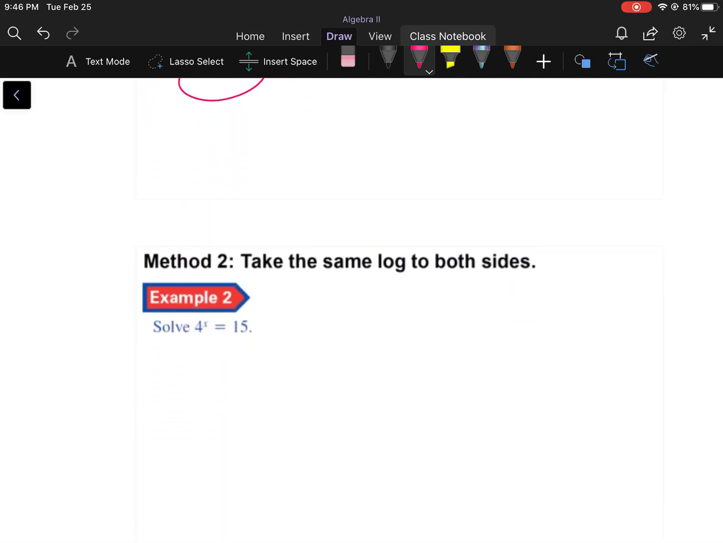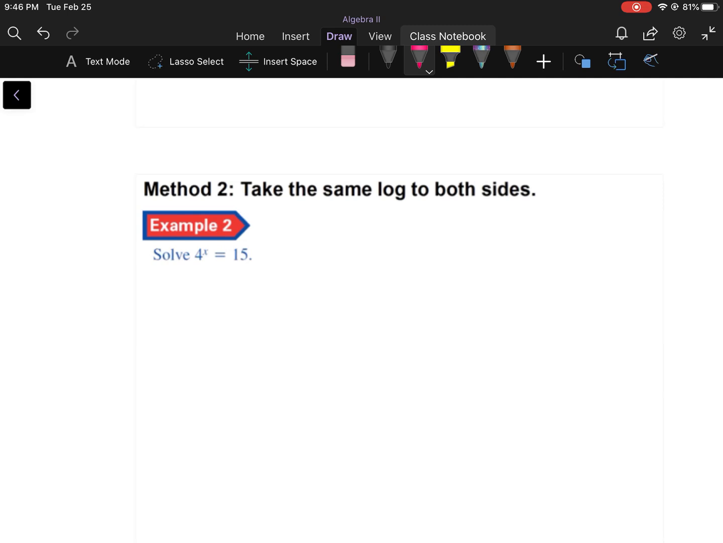Okay, here's another method. I could take the log of both sides. It really doesn't matter what log you pick, but since this is stressing the idea of inverses, this is an exponential with base 4. So there's your 4, there's the base. I'll pick log base 4. Okay, those would cancel out. And log base 4 of 15.